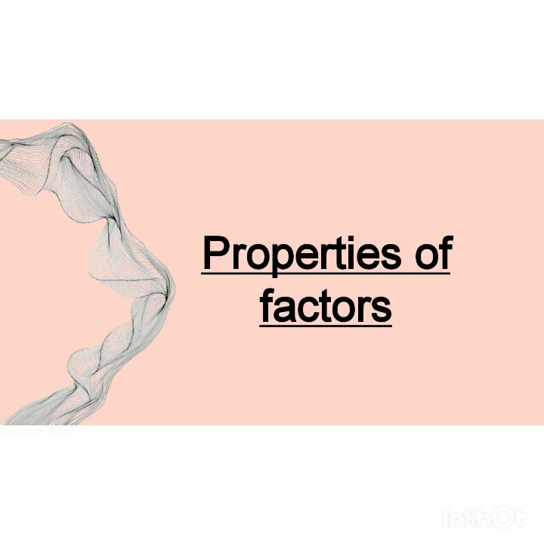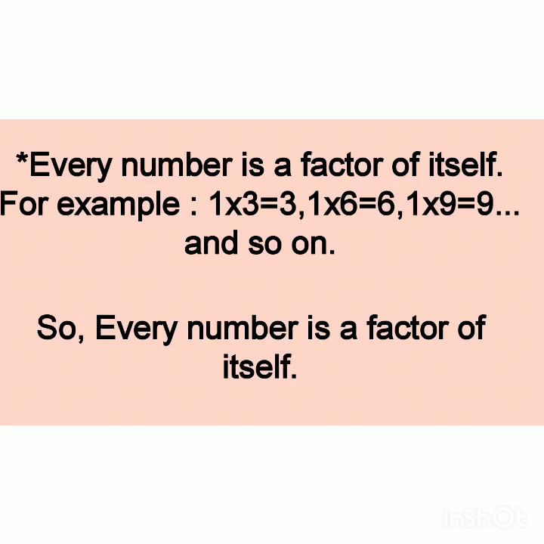Children, now let us see some properties of factors. The first property of factors is every number is a factor of itself. Consider the multiplication table of 1. We see that the products are the same as the multipliers. For example, 1 into 3 equals 3, 1 into 6 equals 6, 1 into 9 equals 9, and so on. So, every number is a factor of itself.